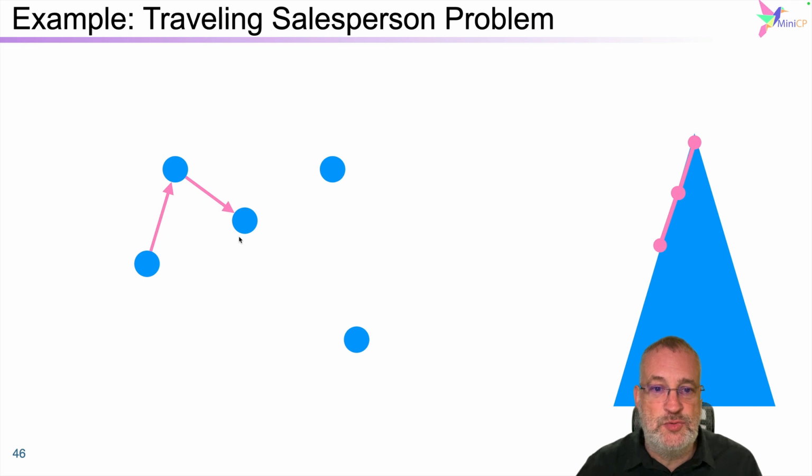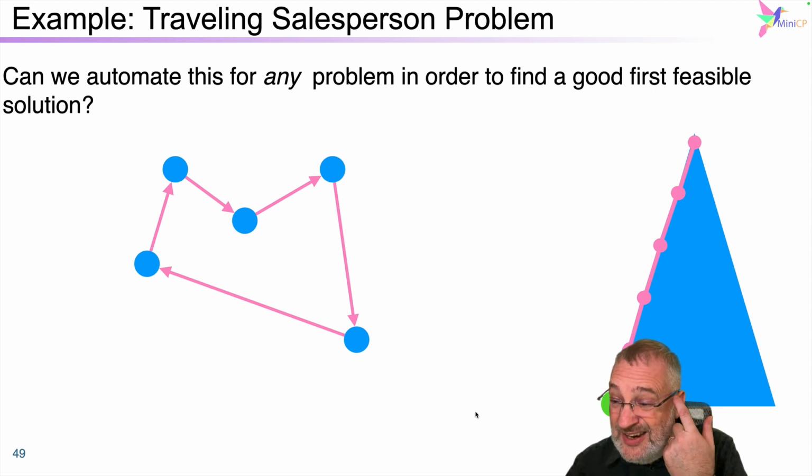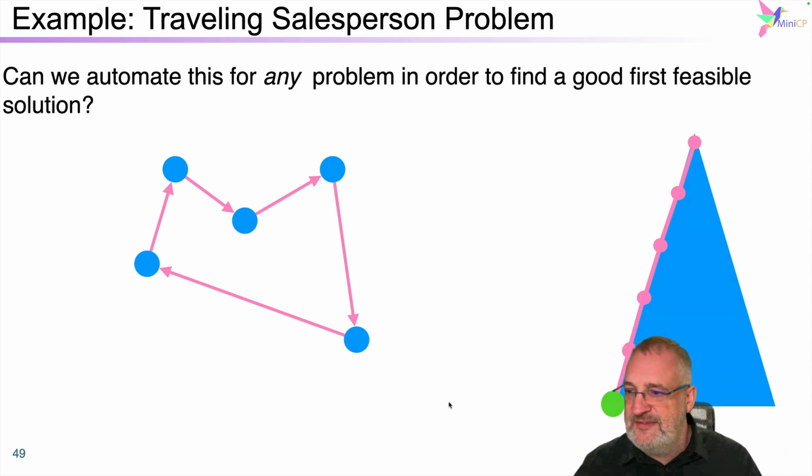Then from here, this one or that one, the closest is going up. From here, I can go there. That's the closest. And finally, I close. And I get my solution here, which should be a decent quality solution.